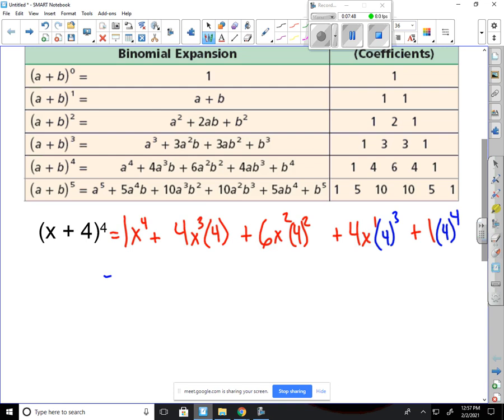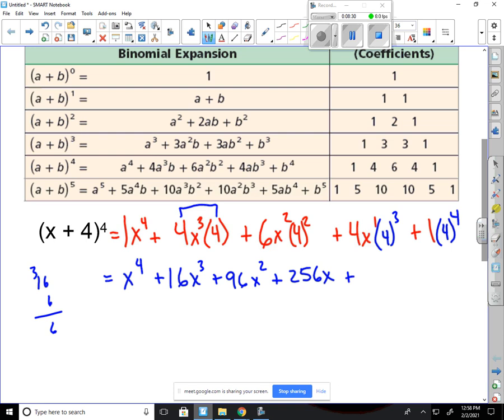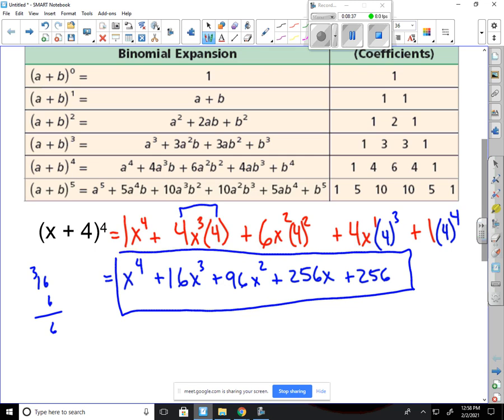Now I'm just simplifying. 1x to the 4th is just x to the 4th. 4 times 4 is 16, x to the 3rd. 4 squared is 16. 16 times 6 is 96, x squared. 4 to the 3rd is 64. 64 times 4 is 256. And then 1 times 4 to the 4th is just 256. That's it.